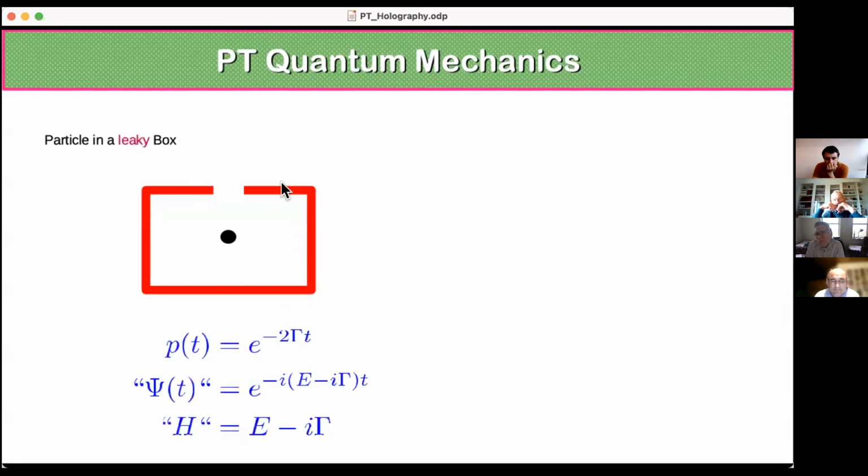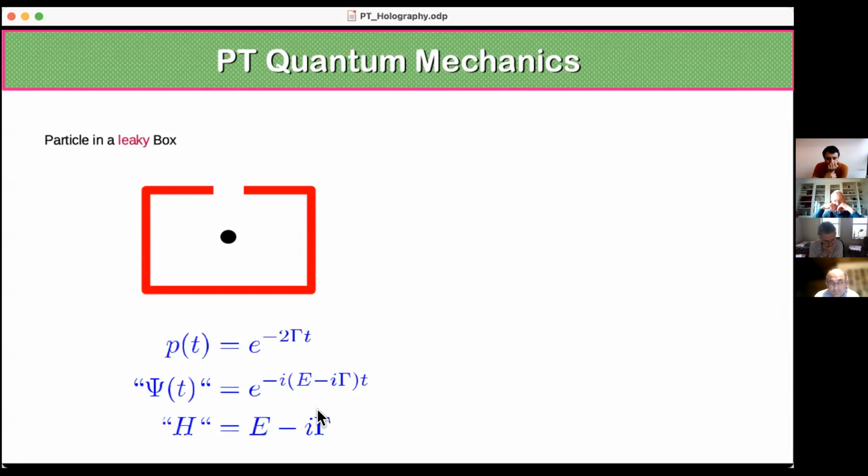But then you can make this a leaky box, and you just go on and do something which I'm not sure is really legal in quantum mechanics, but you say there's some escape probability, and you describe it by some decay rate gamma, and then formally you write down some non-Hermitian Hamiltonian.